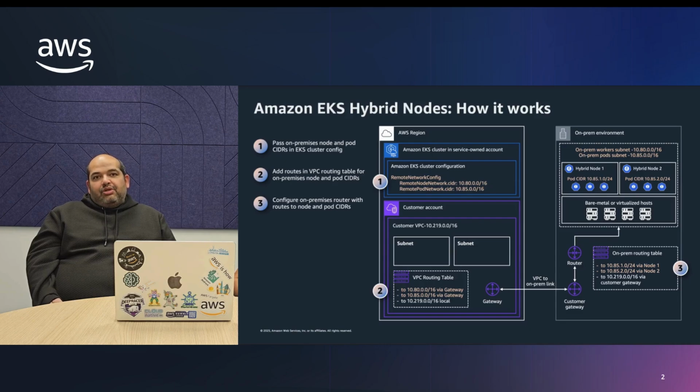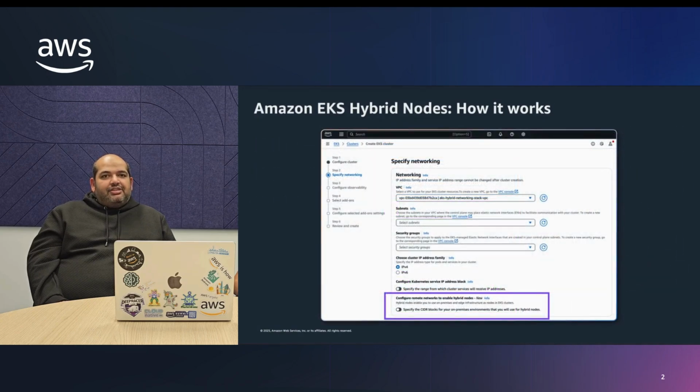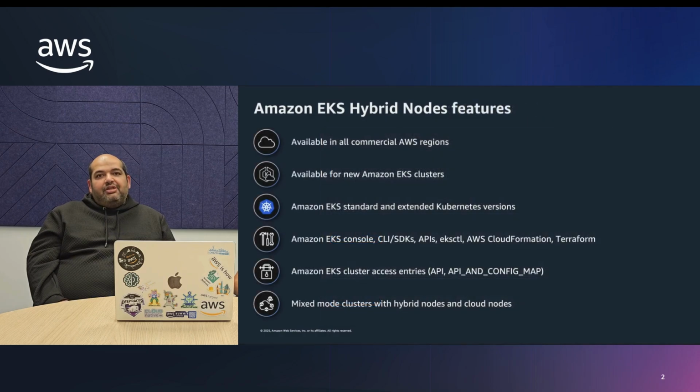Now, how does it work? We're connecting the customer VPC in their AWS account to their on-prem infrastructure using either a Direct Connect connection or a site-to-site VPN. Customers can also use their own VPN solution. And when we create the cluster, there's a node CIDR option where we define the node and pod network IP addresses.